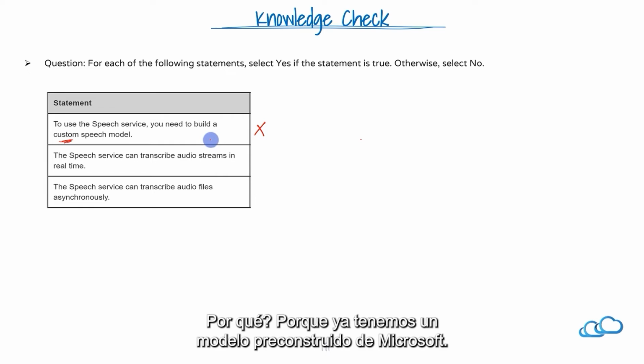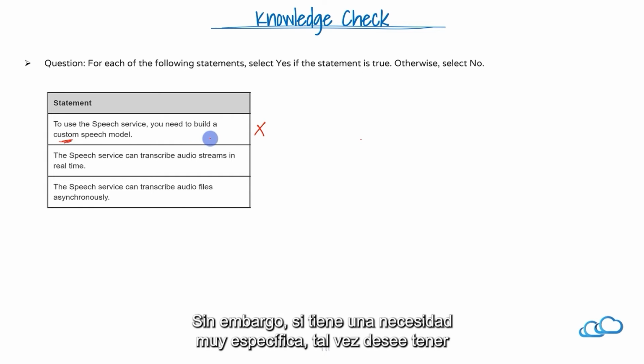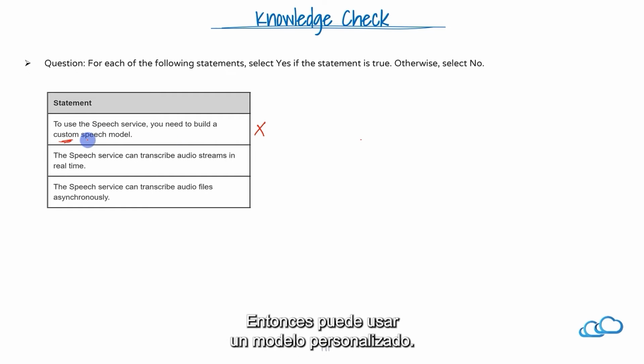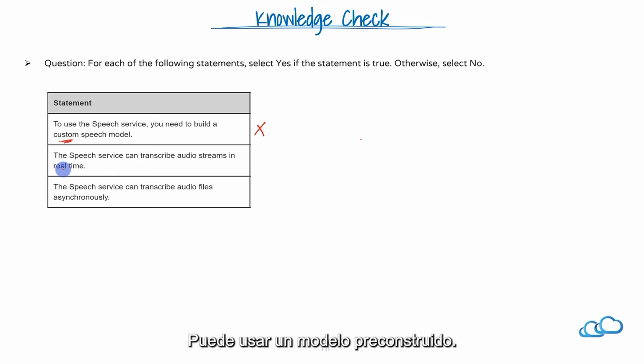Because we already have a pre-built model from Microsoft. However, if you have a very specific need, maybe you want to have some very specific language or some specific kind of noise or something, then you can use a custom model, but you are not forced to use it. You can use a pre-built model.